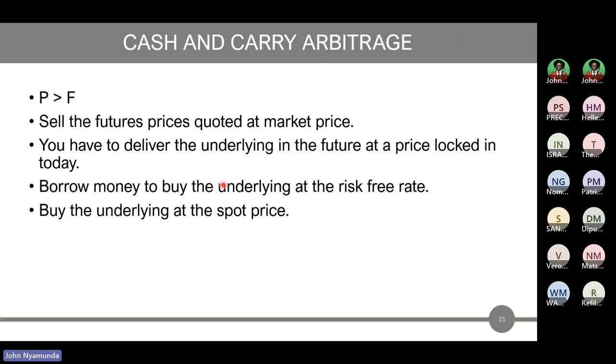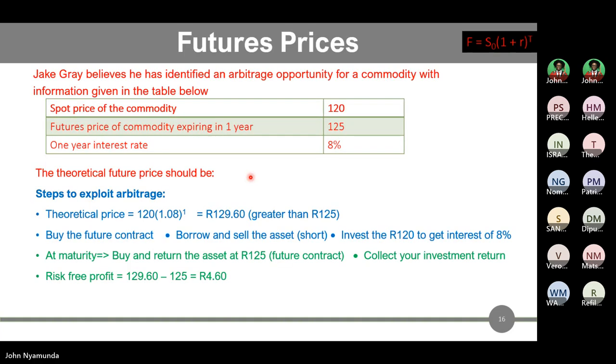This will be confusing without a good example. This is to try and illustrate how you can take advantage of an arbitrage opportunity. Helen, please put your hand down so that I can see when your new hand is up. Jake believes there's no arbitrage opportunity for a commodity with the following information. Spot price is the same one which we did, 120. Futures price is 125, interest rate 8%.